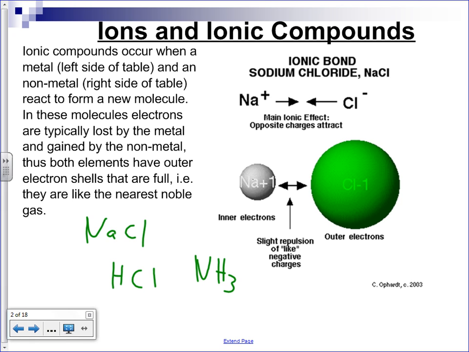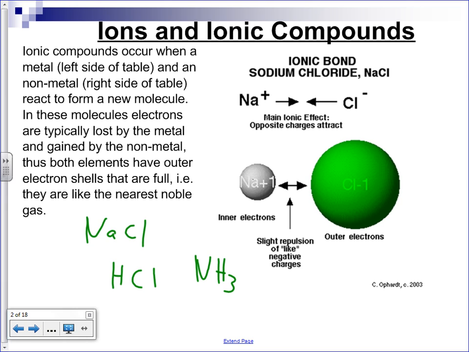Okay, all elements are trying to be like their nearest noble gas. Noble gases are the things on the very end of the periodic table. So helium, neon, argon, krypton, xenon, radon. Okay, those are our noble gases. They have an outer shell of electrons that's full. Okay, and all the other elements are trying to get their outer shell of electrons full. It's like their meaning of life. If you're an element, you want to have an outer shell that's full of electrons.